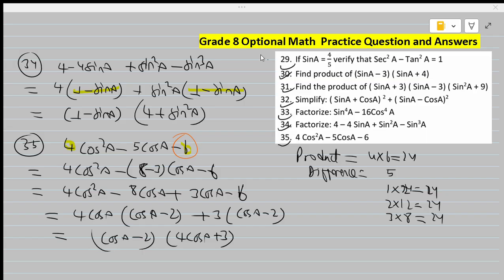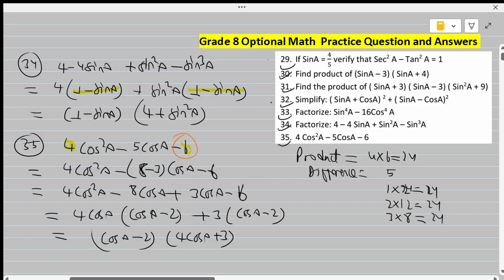And now after doing number 35, 5 numbers remain, from 36 to 40. Okay, let's go for that one next.